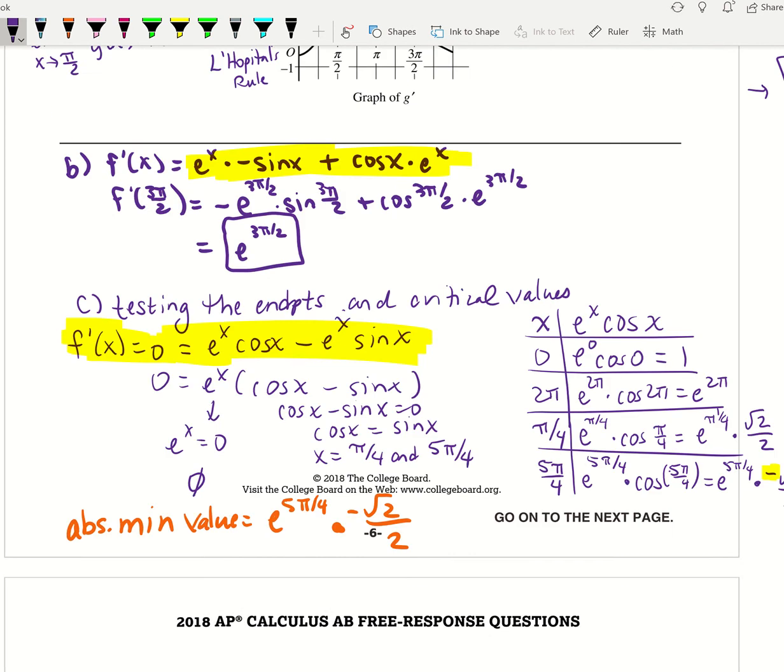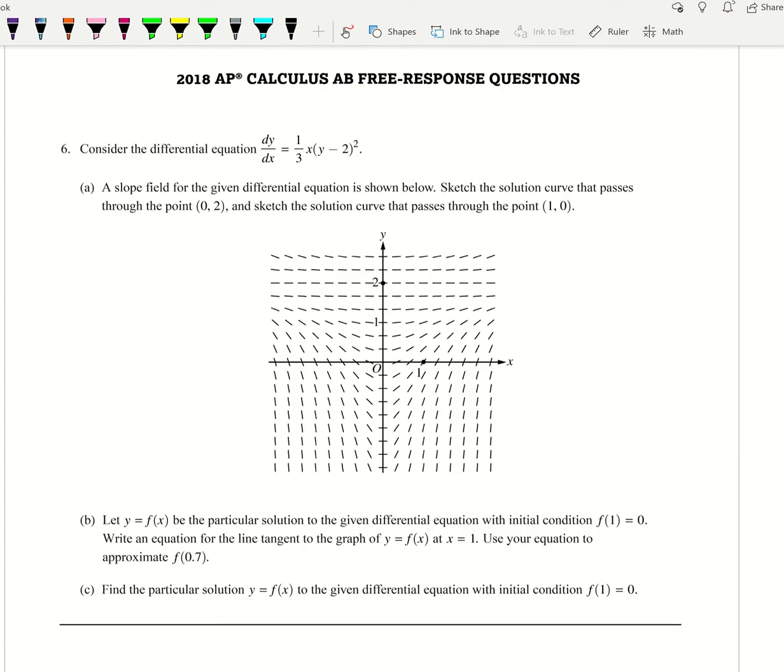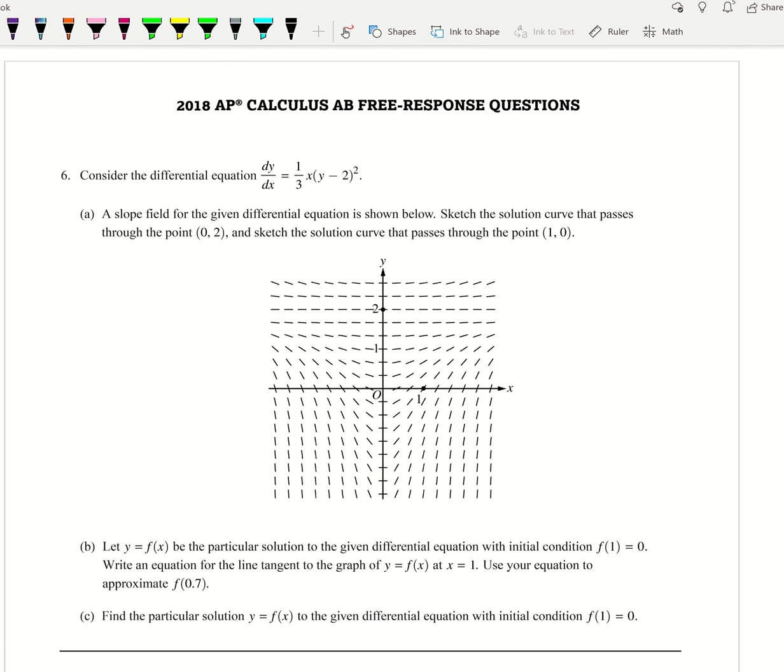All right, on to FRQ number 6. We have a differential equation. I have not seen them skip differential equations in the last like 8 or 9 years. They've always had a separation of variables with differential equations the last, I think, 7 or 8, maybe even 9 years, something like that. All right, this particular one, we're given a slope field.